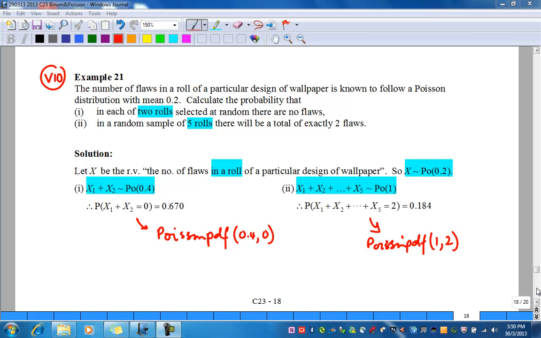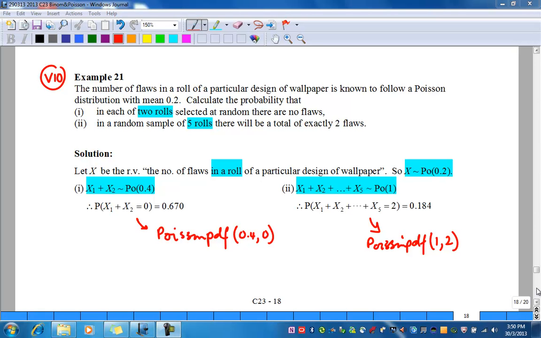Example 21. The number of flaws in a row of a particular design of wallpaper is known to follow a Poisson distribution with mean 0.2. Calculate the probability that, Part 1, in each of two rows selected at random, there are no flaws. Part 2, in a random sample of 5 rows, there will be a total of exactly 2 flaws.